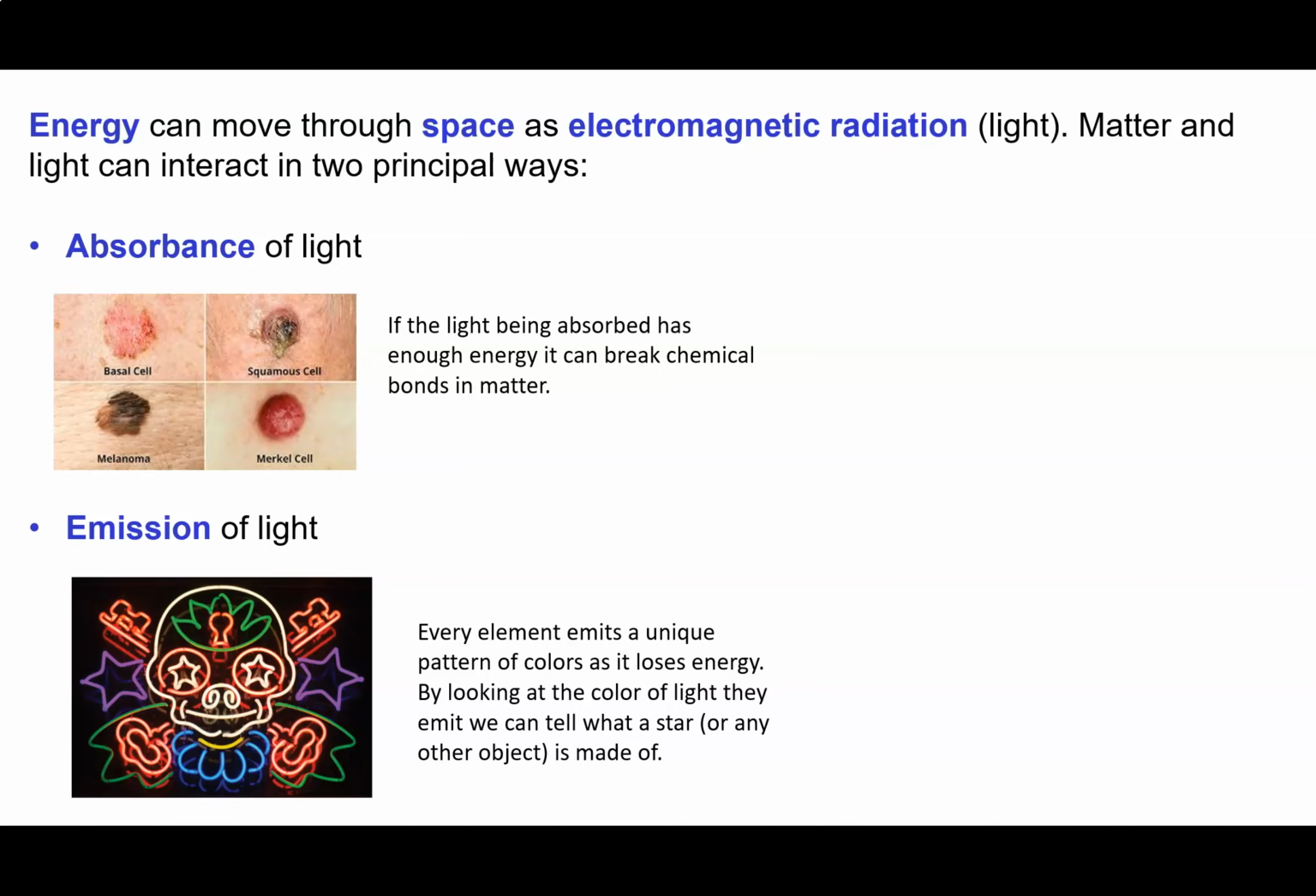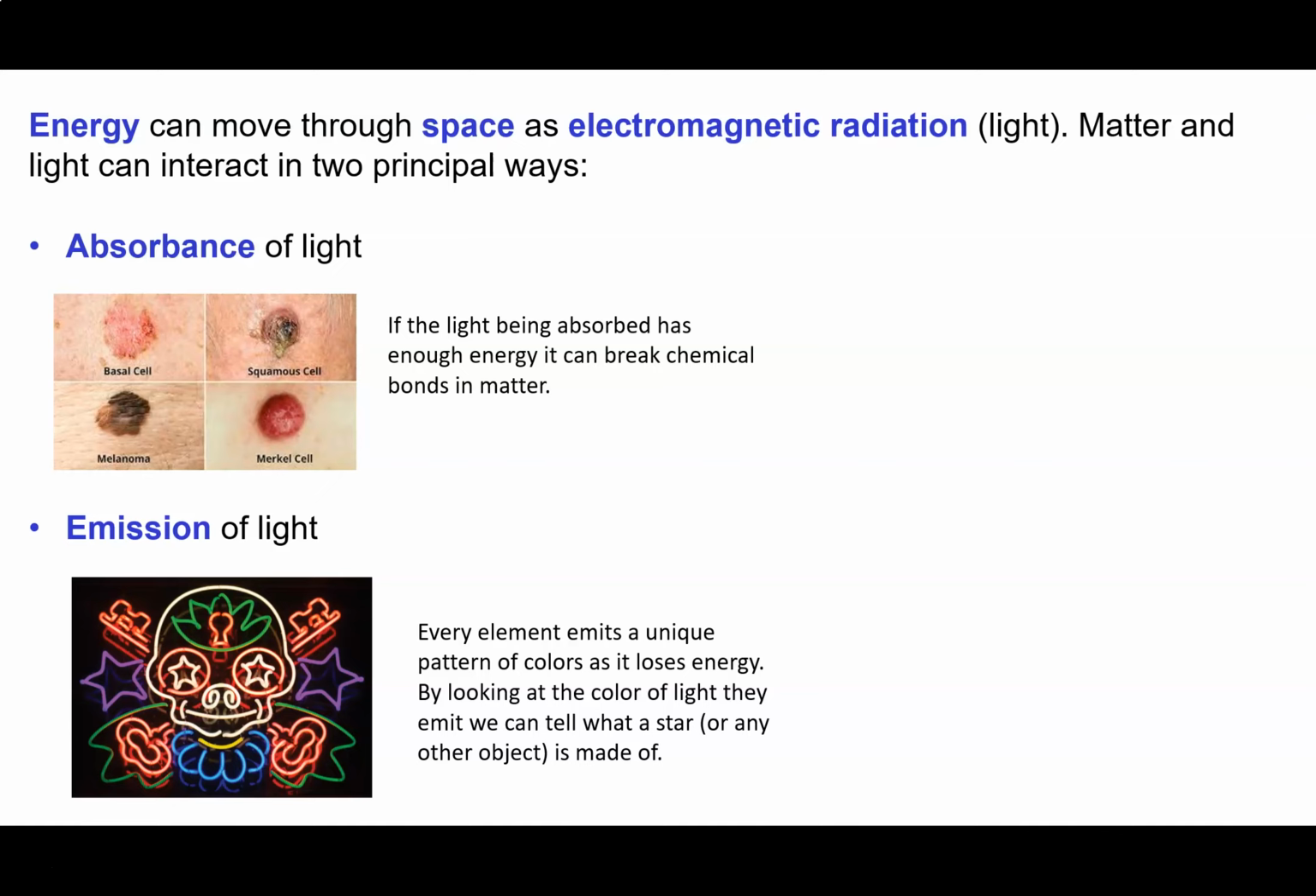Now, the cool thing about electromagnetic radiation is that it interacts with matter, and there are really two big ways that it does this. One is that the matter can absorb the energy contained within that electromagnetic radiation. When that happens, the atoms and molecules in your sample gain some energy. If they gain enough energy, they can actually break the connections between the atoms in that sample of matter. That's exactly what happens when a skin cancer forms. When you absorb too much light from the sun, in particular UV light, it damages the DNA in your skin cells, and that can lead to cancer.